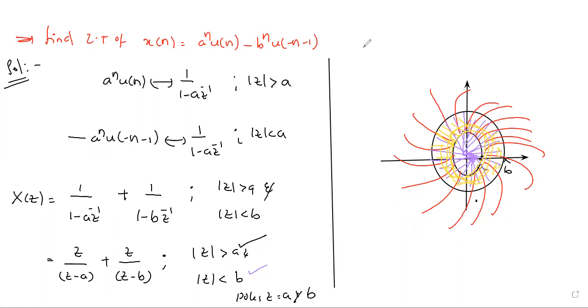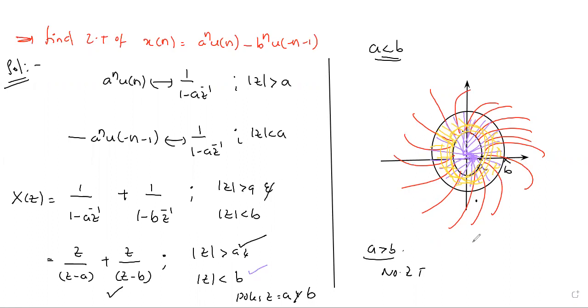This is our common ROC. A common ROC is possible only if a is less than b. Observe this. First a is there, next b is there. So a is less than b, then only common ROC is there, and in that region this is the corresponding Z transform. You can simplify it further. If a is greater than b, there will be no common ROC, hence no Z transform for the given signal. Because the exterior and the interior of the circles will not overlap if a is greater than b. So common ROC does not exist in this case. So this is for non-causal sequence.